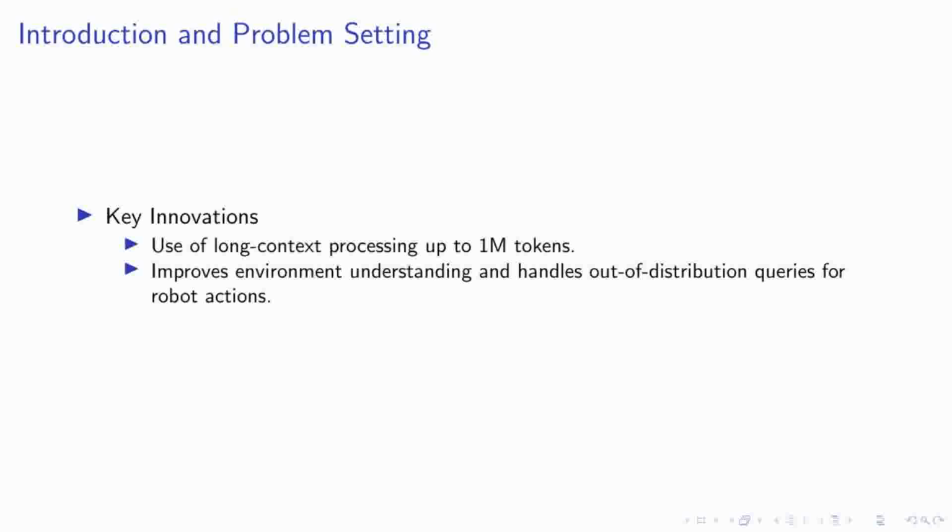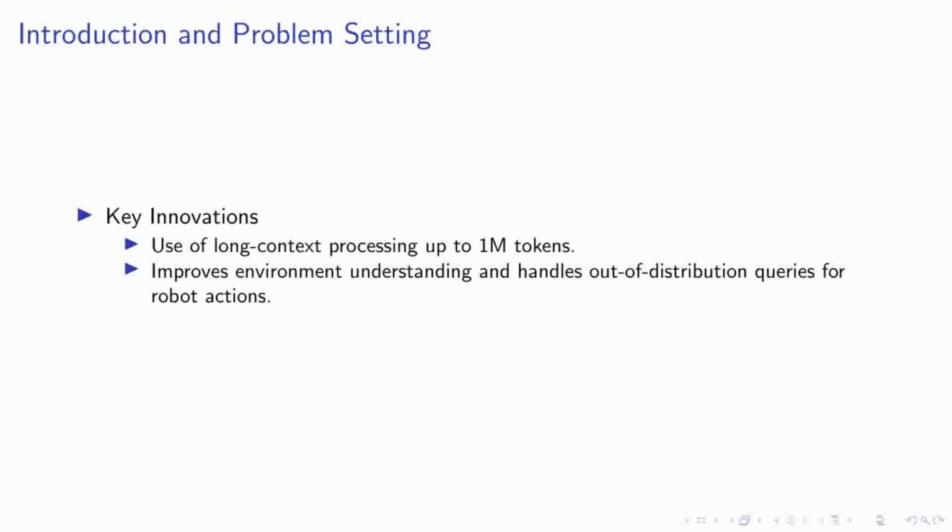This is particularly vital in scenarios where the robot must navigate and act based on lengthy and detailed instructions. Secondly, this extended context capability not only improves the robot's understanding of its environment, but also equips it to handle queries that are out of the ordinary or out of distribution. This means that even in unfamiliar situations, the robot can make informed and accurate decisions, enhancing its autonomy and effectiveness in real-world applications.